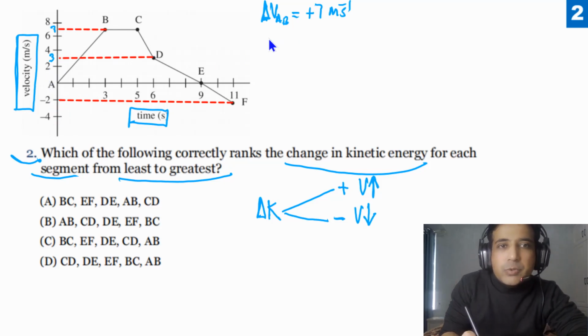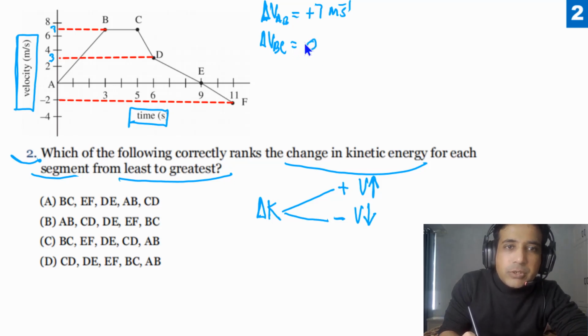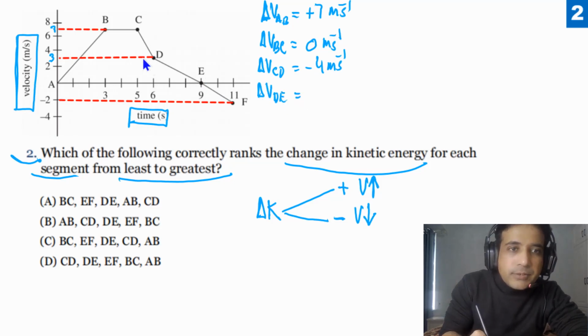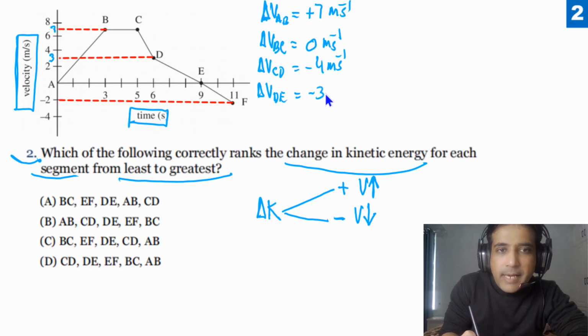And for the second segment, for delta V BC, change is 0 because there is no change in speed. So we can say this is 0 meters per second. And for the next segment, we have delta VCD, change is minus 4 meters per second, meaning the speed decreases by 4 meters per second. And for the next segment, delta VDE, change in speed is negative because the speed is decreasing. And for the last segment, we have delta VEF.